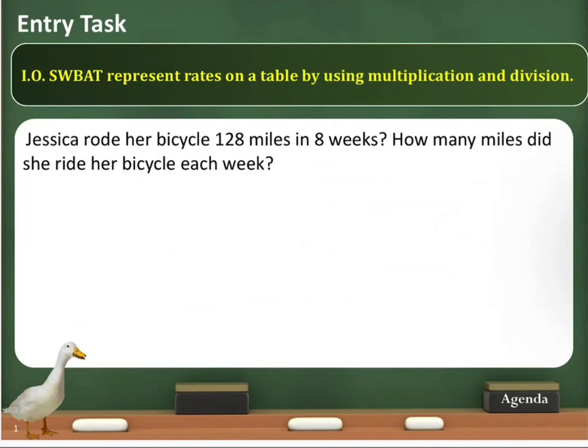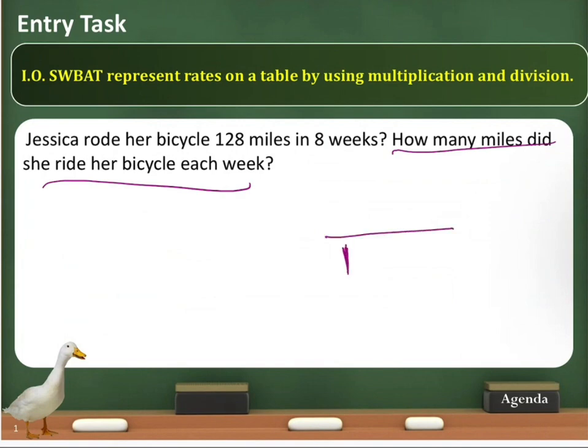Okay, guys, so today we worked on rates still. We continued with rates, and this was our entry task. Jessica rode her bike 128 miles in 8 weeks. How many miles did she ride her bike each week? Okay, so we want to find out how many miles she rode her bike each week.